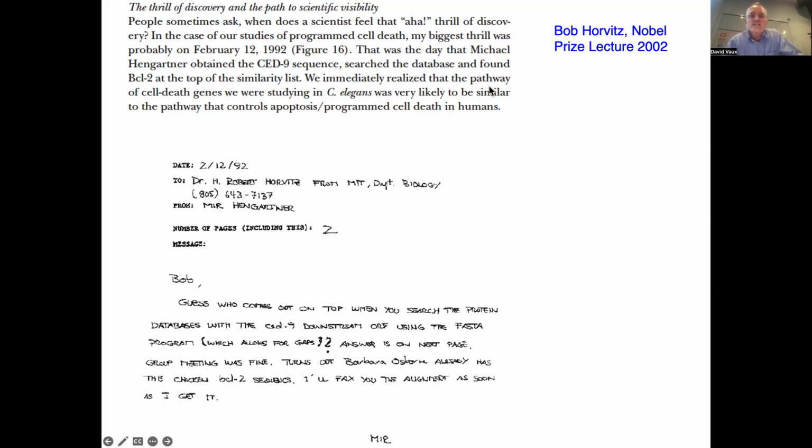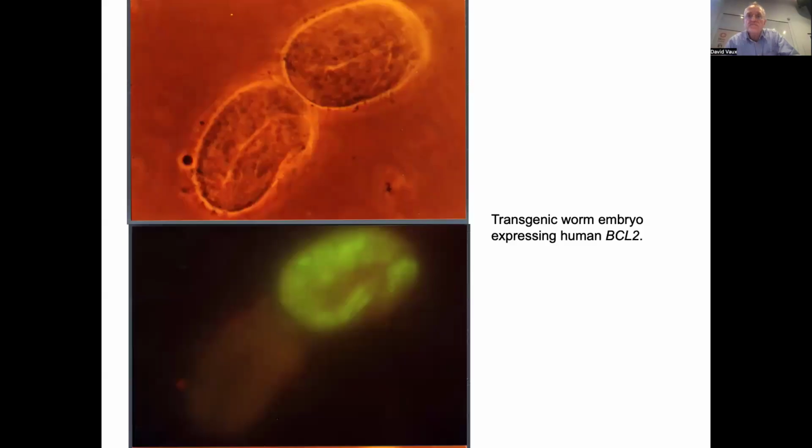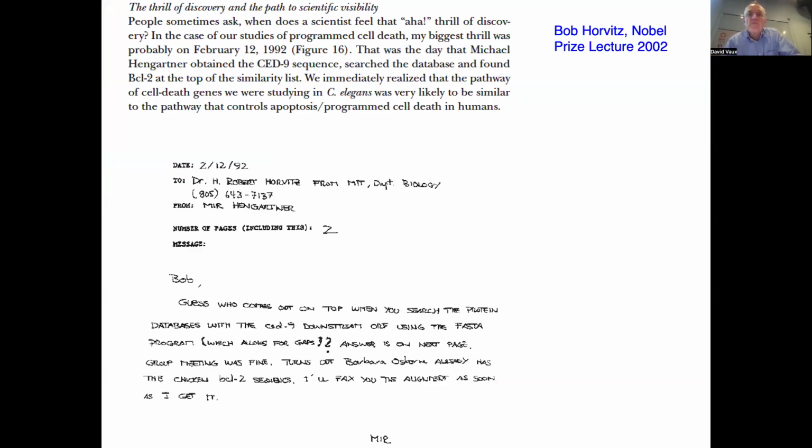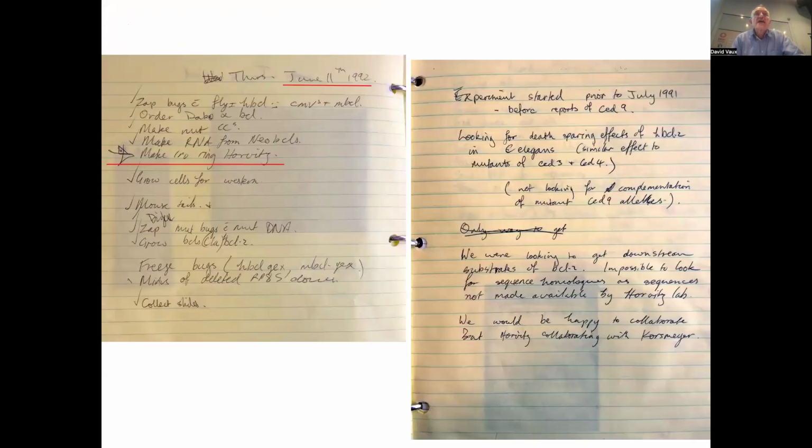We immediately realized that the pathway of cell death genes that we were studying in C. elegans was very likely to be similar to the pathway that controls apoptosis, programmed cell death, in humans. Now, you'll recall that we were doing these experiments at more or less the same time. We started them in July 1991, and Horvitz got the sequence for CED-9 in February 1992.